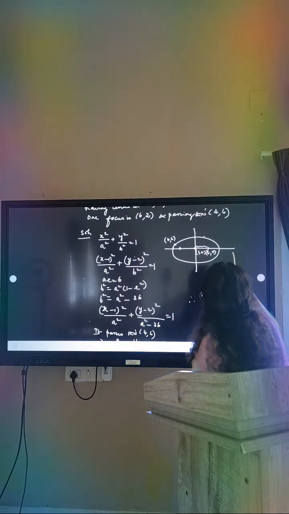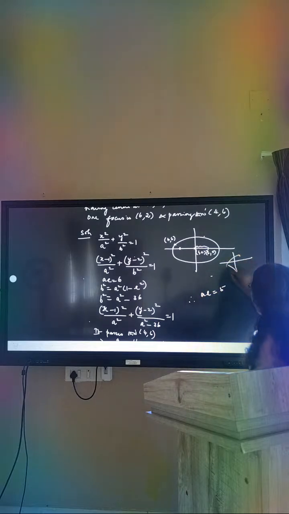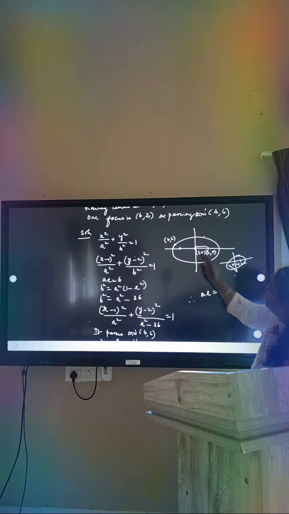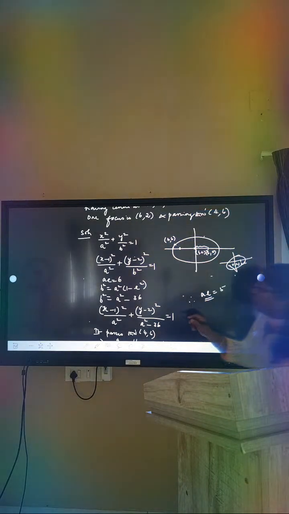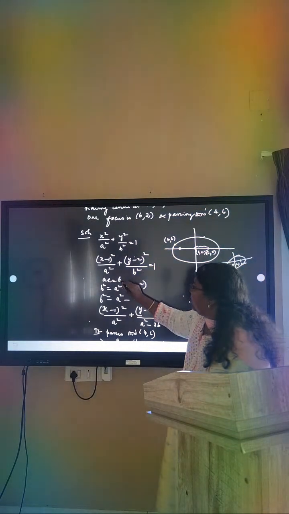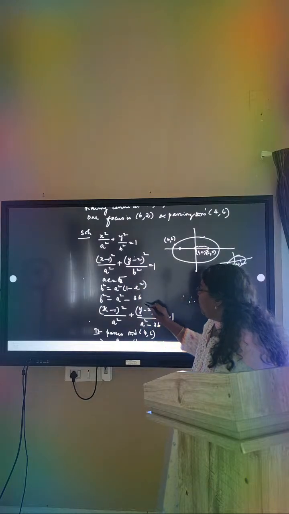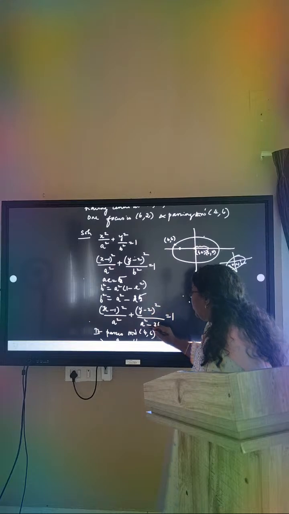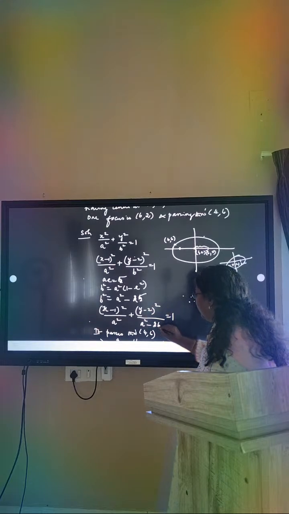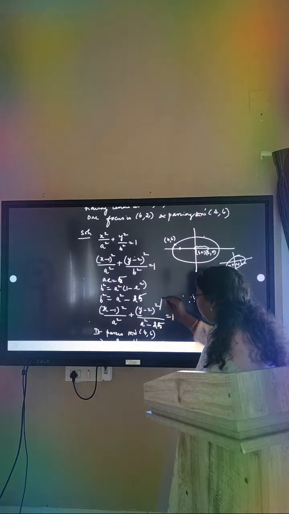Why? Because in the ellipse, this is the origin and A is the distance from the origin to this. But here your center is 1, 2 and therefore the distance between this to this is 5 and therefore your A is equal to 5. So in the place of A, you have to substitute 5 instead of 6, you have to put 5 here. So if I put 5, here it will be 25 and here also it will be a squared minus 25 you'll get.